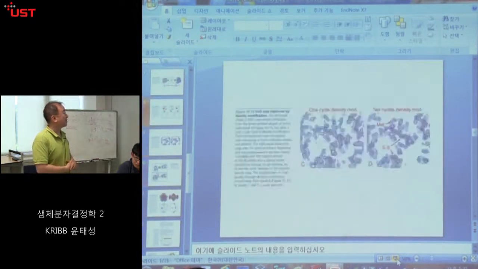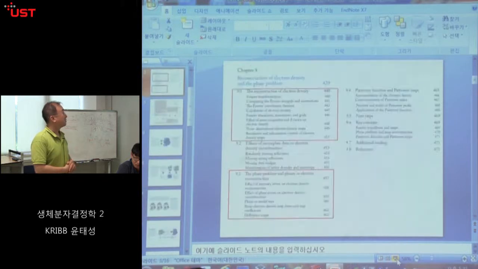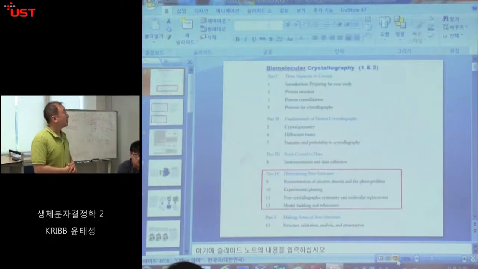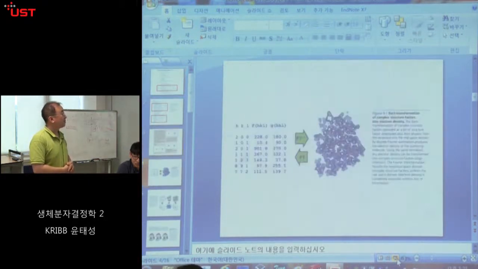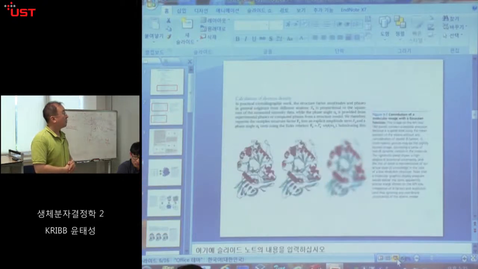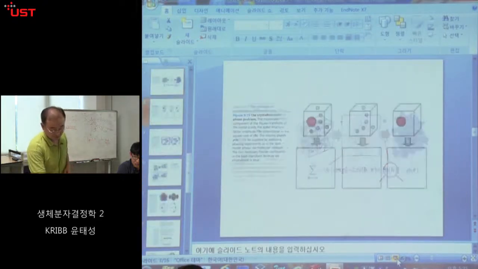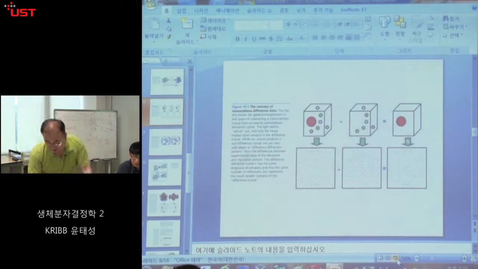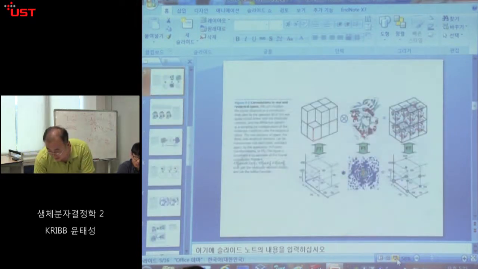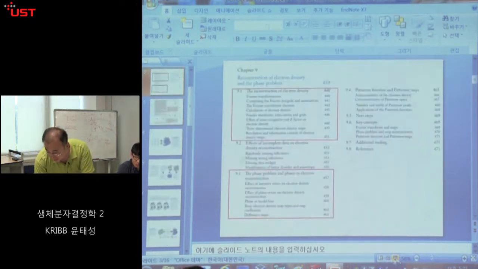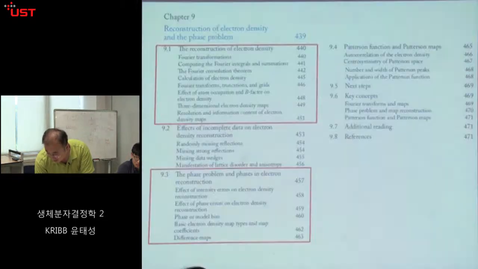That's an old one, and detailed chapter contents. No. The missing data, that's the book chapter content. I didn't show the detailed figure. I just explained missing data in terms of this.